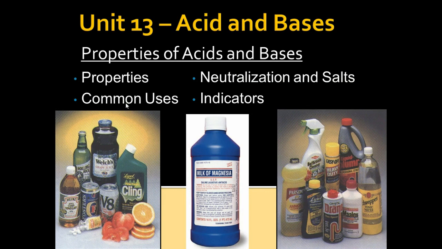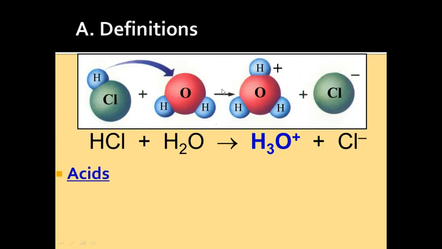And so today we're going to be talking about properties of acids and bases, and talking about what is an acid, what is a base, and we're going to be talking about properties of them, common uses of them, neutralization reactions and salts, and then indicators. So that's what we're going to be talking about today. And so here we're first going to talk about what is an acid.